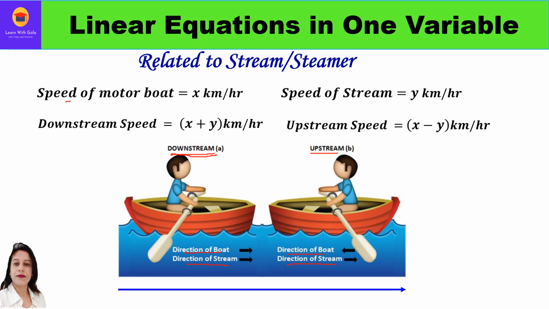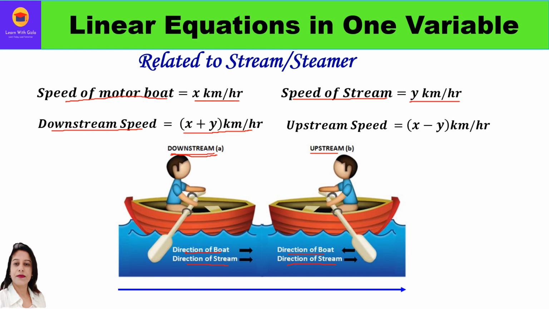Let us say the speed of my motor boat is x kilometers per hour and the speed of the stream or the water is flowing at the rate of y kilometers per hour. Now when I am going downstream, that means I am rowing my boat along with the flow of the water in the direction of the water, then my total speed becomes x plus y kilometers per hour, because now the speed of the stream will also help me to move forward.